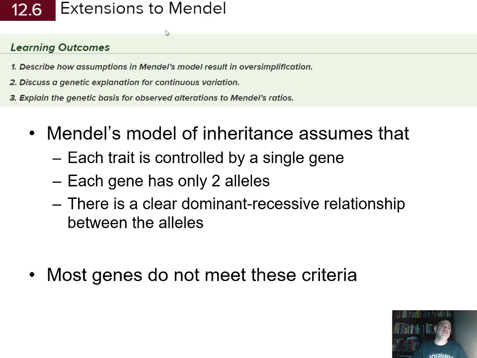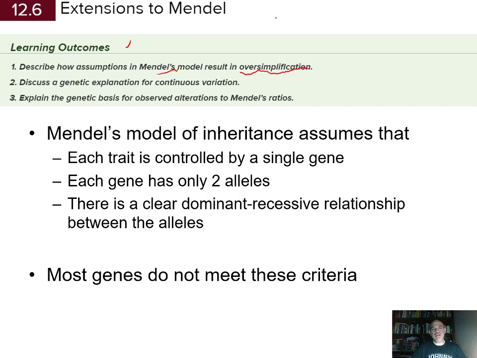So here we're going to look at extensions of Mendel's model. And your learning outcome here is to describe how assumptions of Mendel's model result in an oversimplification. So when we talk about Mendel's model, we talk about some of those ratios that we've observed from crosses, like the monohybrid cross. You get a 3-to-1 dominant to recessive. If it's a dihybrid cross, you get that 9-3-3-1. And we're going to see how we don't always get that simple of an inheritance pattern.